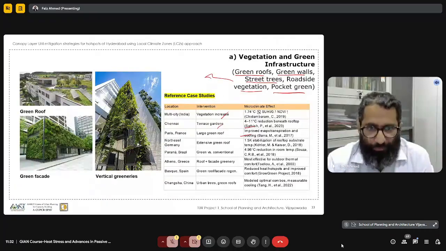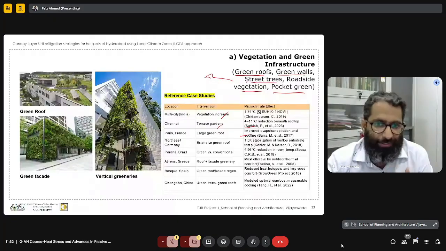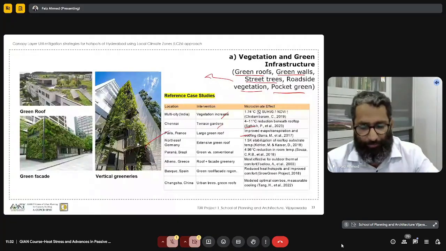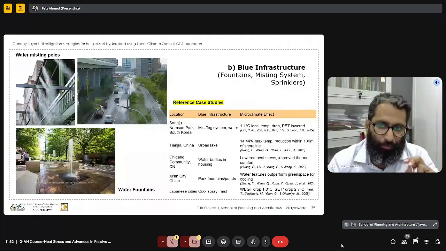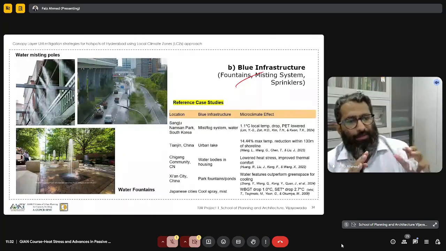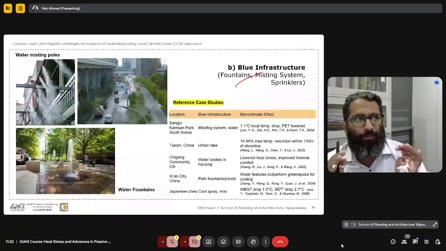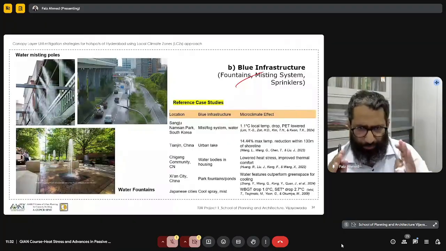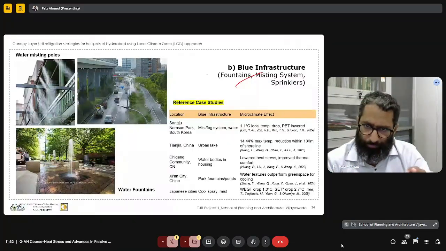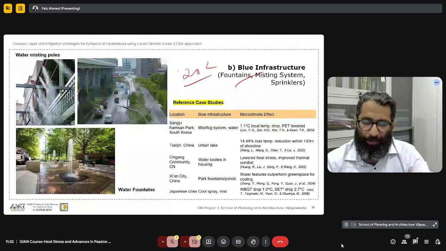So when we say vegetation, we wanted to try several ways in which vegetation can be integrated into the city fabric. The second one is the blue infrastructure. Like I said, although the climate of Hyderabad is composite, during the summer it becomes very, very dry. And I also showed in the beginning that the humidity level goes down below 20, and the air becomes very, very dry.